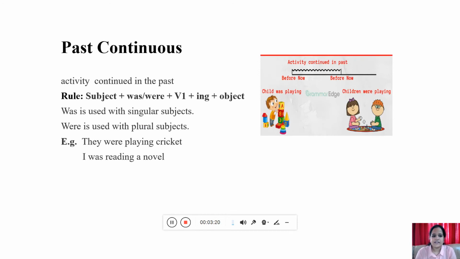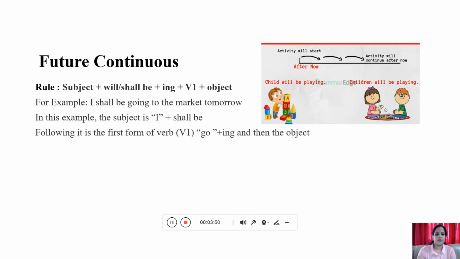Now let us see the rules for past continuous. You use the past continuous to talk about actions that were going on or happening at a certain moment in the past. The twins were fighting in the corner. That's one example. The second example, Bob was stacking the chairs. Now let us see the third example here. Child was playing. We use the first form of the verb, and was is used in singular and were is used in plural.